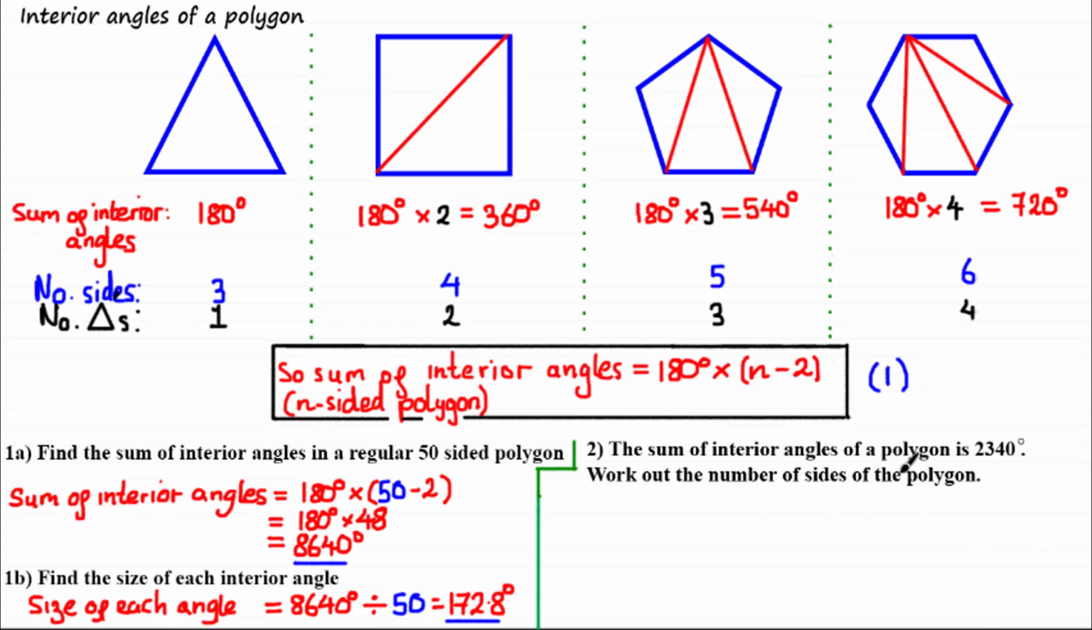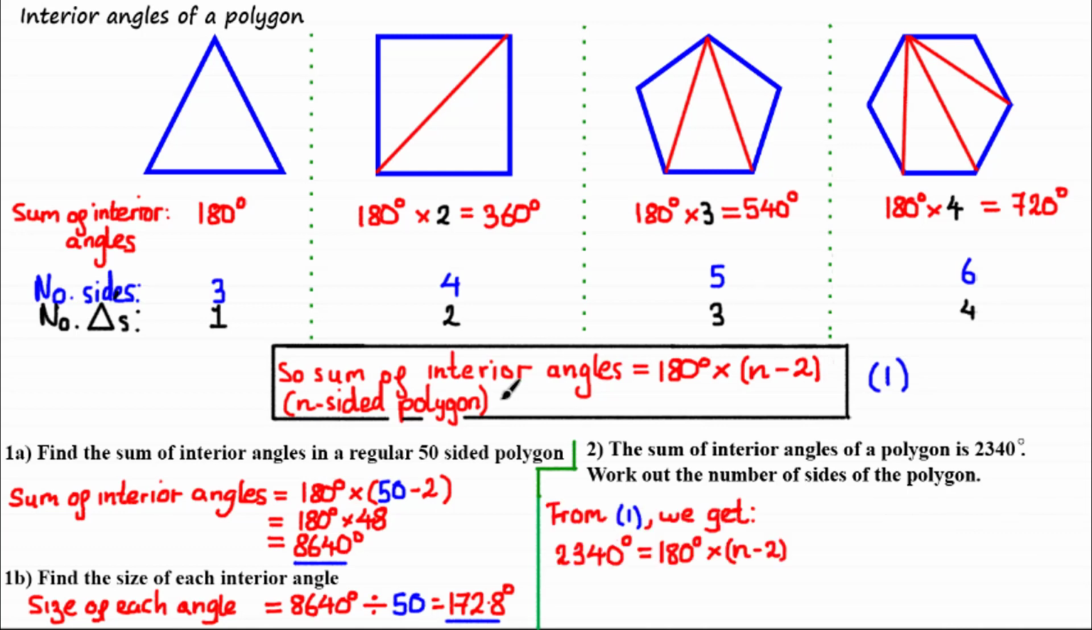The sum of interior angles of a polygon is 2,340 degrees. Work out the number of sides of the polygon. Okay, so in this question, we've been given the sum of interior angles and it's equal to 2,340 degrees. We need to find the number of sides of the polygon. Now, in order to do this, we simply need to substitute 2,340 degrees into this equation 1 and solve for n, which is the only unknown variable.